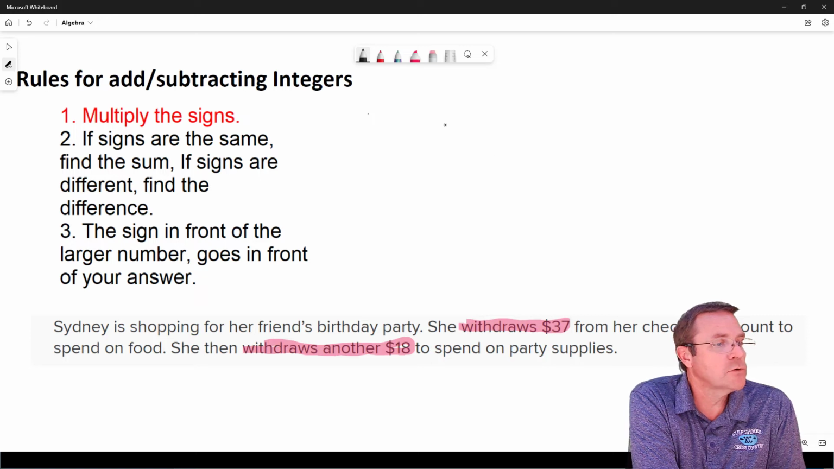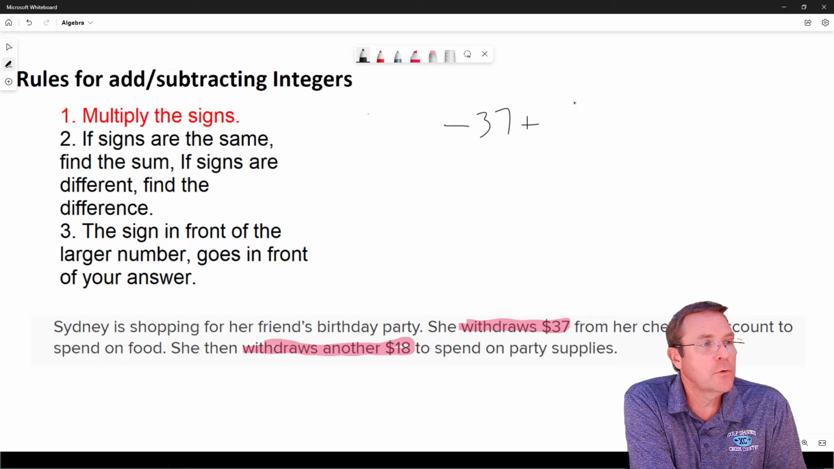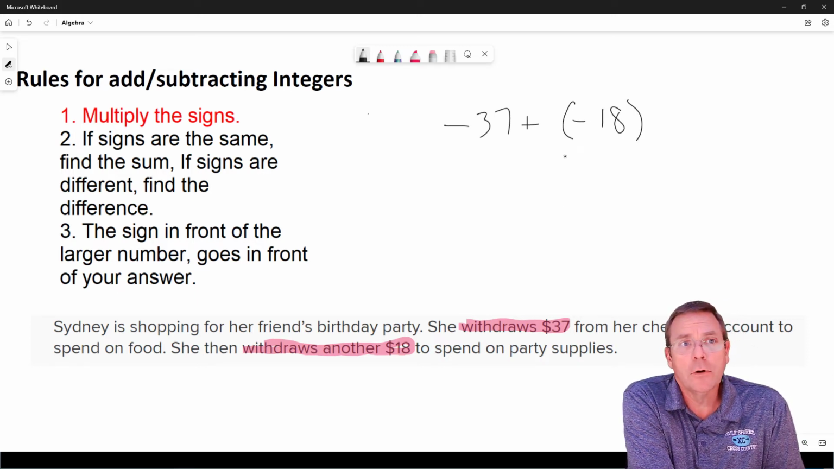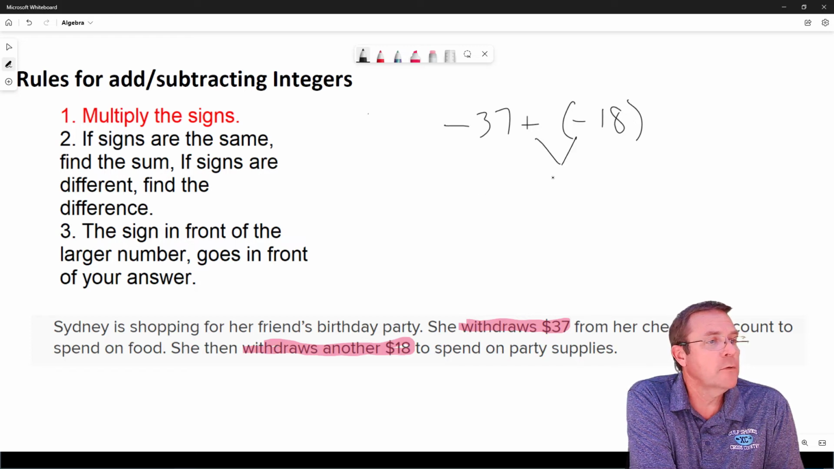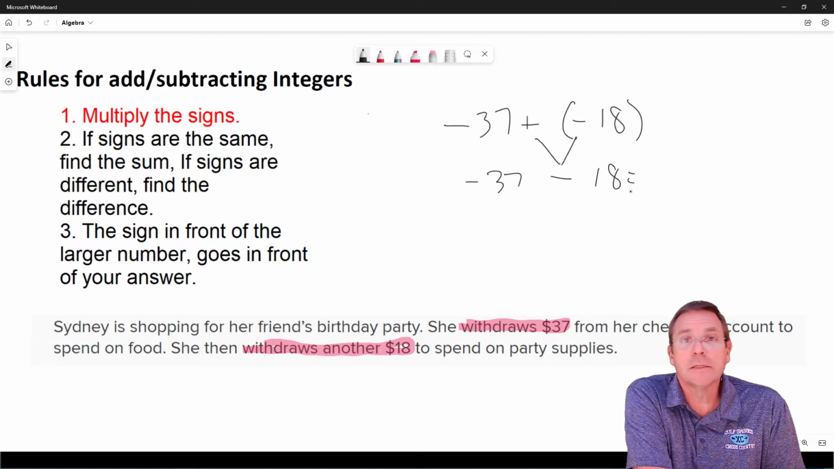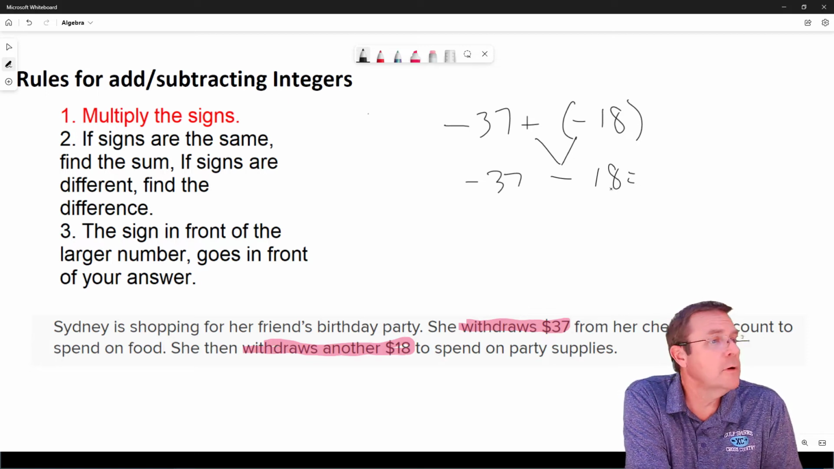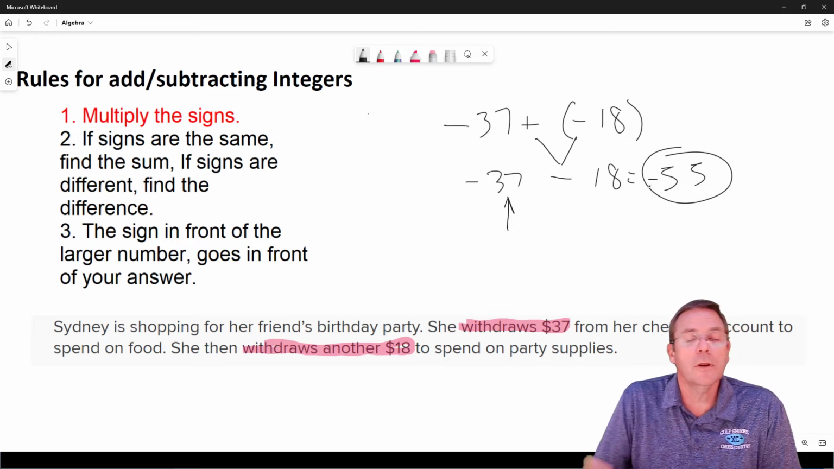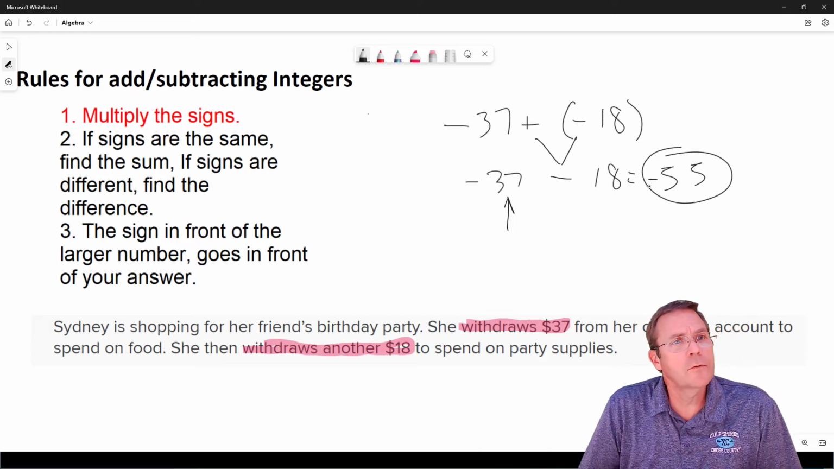final going to be. Well, she started off by taking $37, and then she added to that $37 another negative $18. Make your ugly problem pretty by multiplying your signs. That's going to give me a negative 37 minus 18. Signs are the same. Find the sum, which is going to be 55. And the sign in front of your larger number, right there, negative 55 is going to be your answer. That is showing your work, folks. That is what I must see.